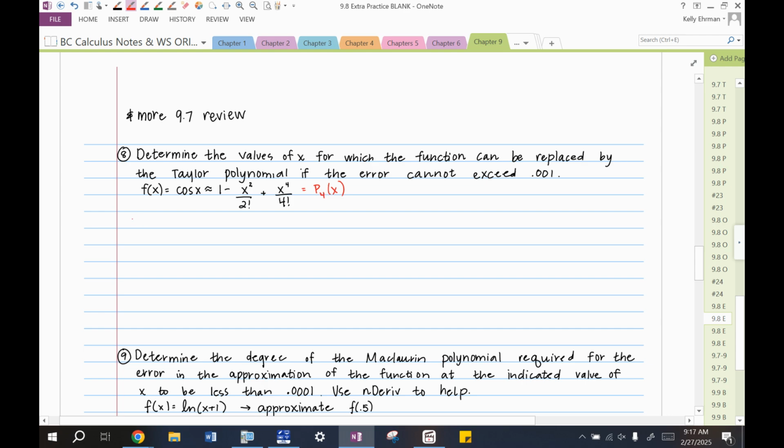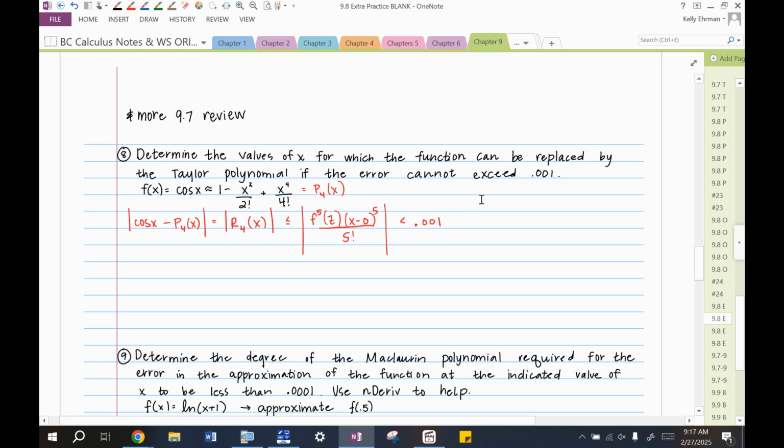So let's do this. So we're looking for the difference between cosine x and our fourth order Taylor polynomial at x. That should be equal to the remainder of the fourth order at x. That should be less than or equal to the fifth derivative. I realized I had a 4 there still at z. Times some x minus the center, which is 0, to the fifth power, over 5 factorial. And show that this error cannot exceed, we want to make sure it's less than 0.001.